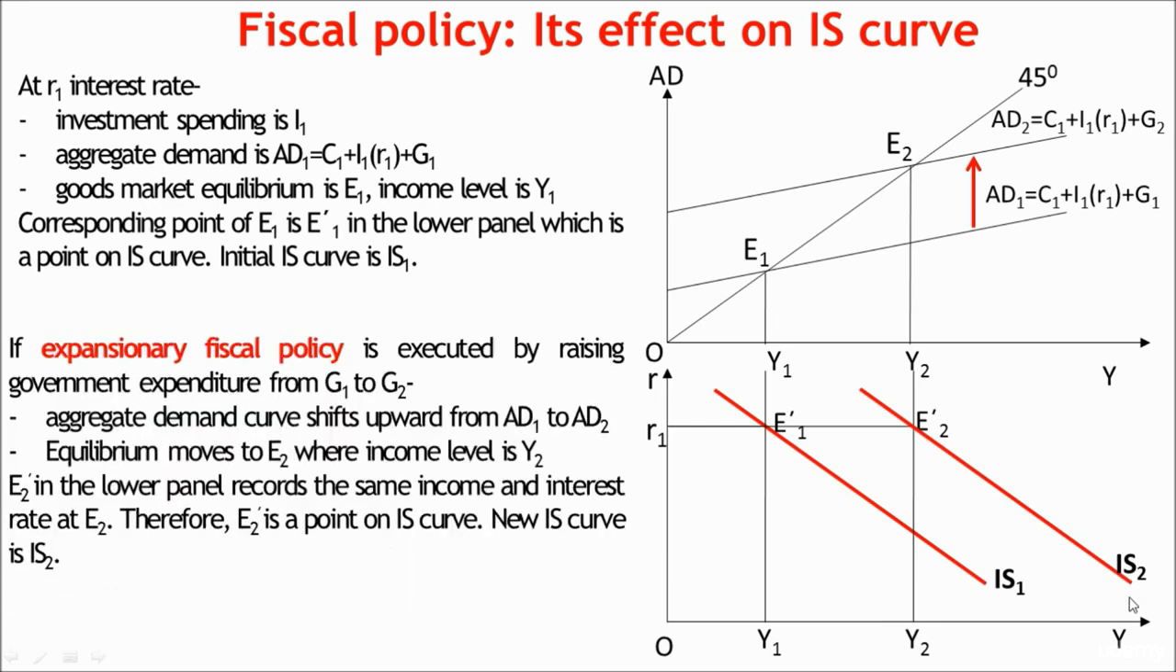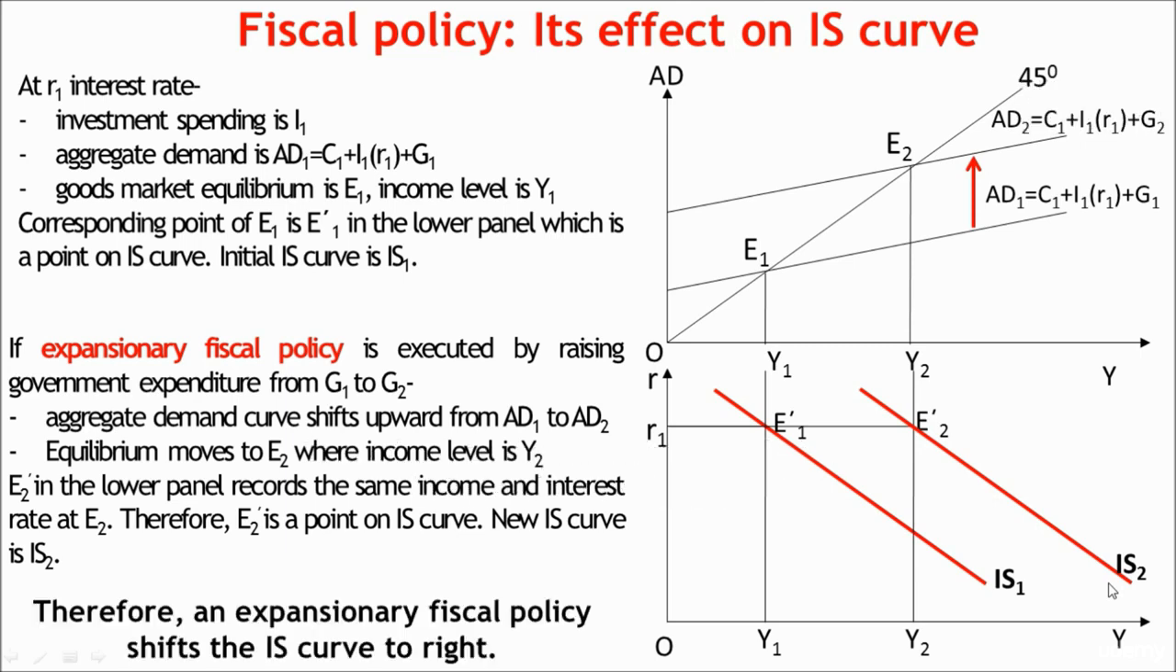Thus, when an expansionary fiscal policy is executed by raising government expenditure, aggregate demand curve shifts upward from AD1 to AD2. Equilibrium in the goods market moves from E1 to E2 and income level rises from Y1 to Y2. E2 prime in the lower panel records the same interest rate and income level at E2. Therefore, E2 prime is a point on IS curve. New IS curve is IS2. Therefore, when an expansionary fiscal policy is executed, IS curve shifts to the right.